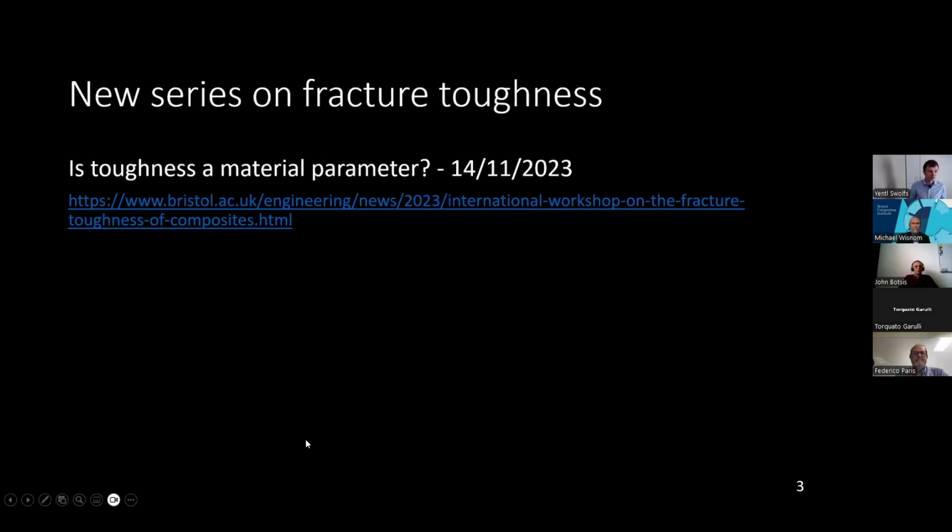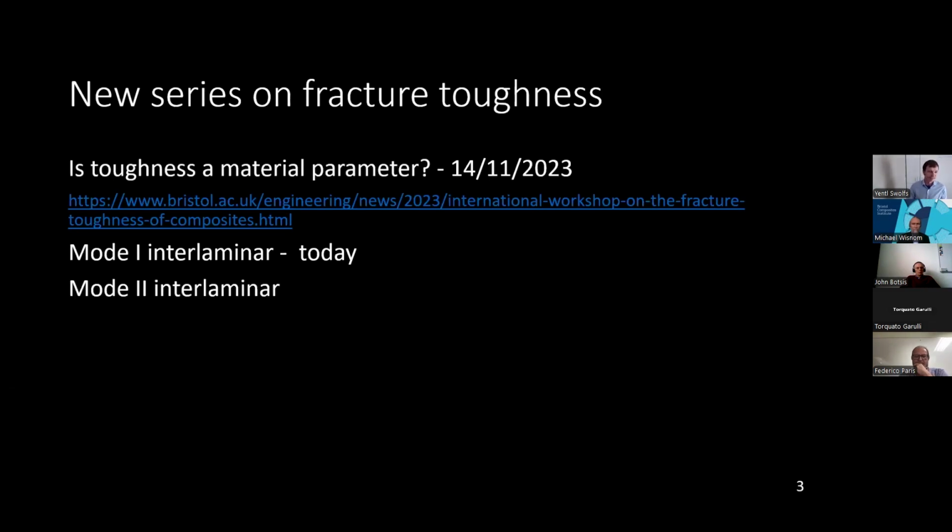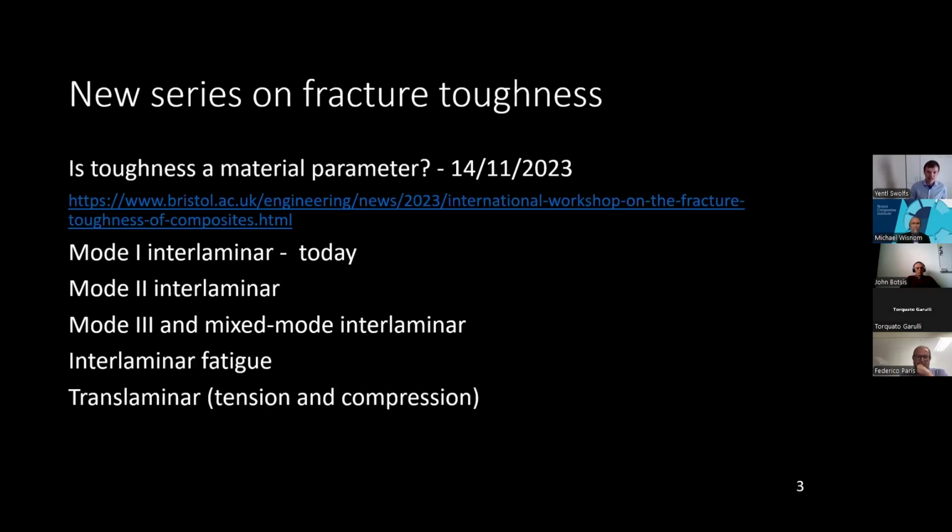Now we have started a new series on fracture toughness, and the first one, which we had in November last year, was on whether toughness is a material parameter. Today we have the first on a more specific property, being mode 1 interlaminar fracture toughness. Next, in something like half a year, we'll have mode 2 interlaminar. Then we'll have a joint one on mode 3 and mixed mode together. We will then have translaminar and eventually also interlaminar fatigue.